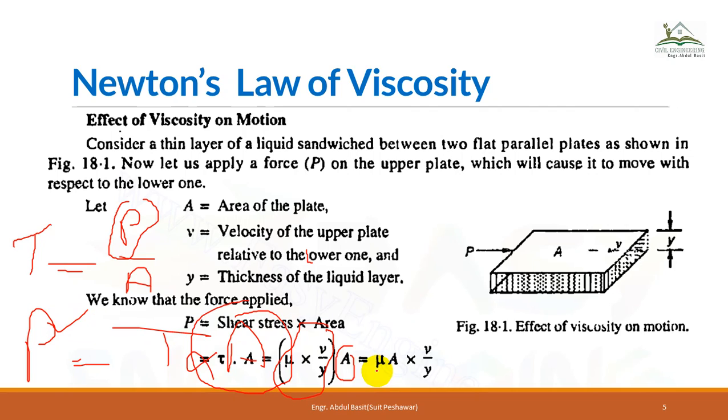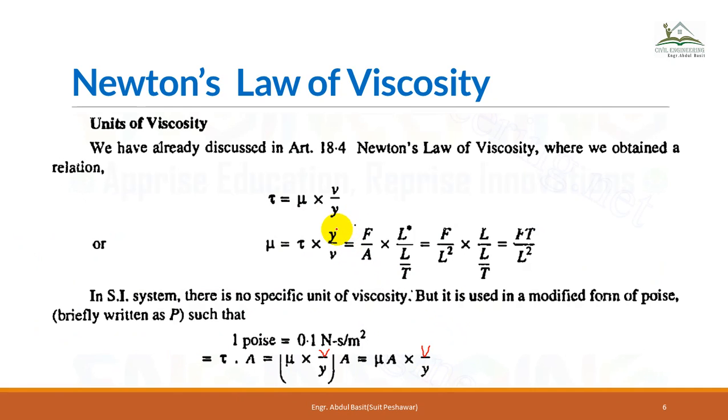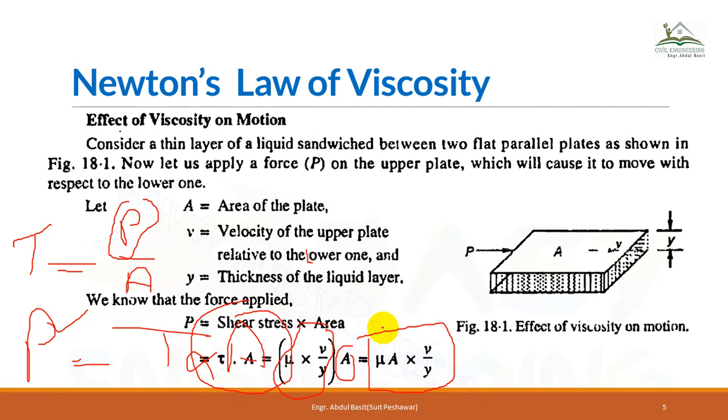So this equation will be rearranged to this form, that is mu into area multiplied by v divided by y. This is the mathematical form of Newton's law of viscosity. So this can be considered as the effect of viscosity on motion.